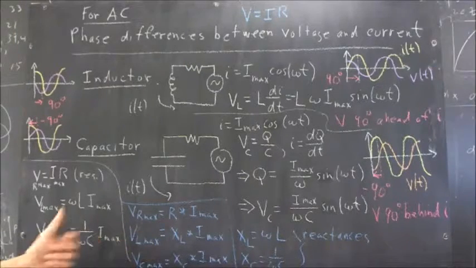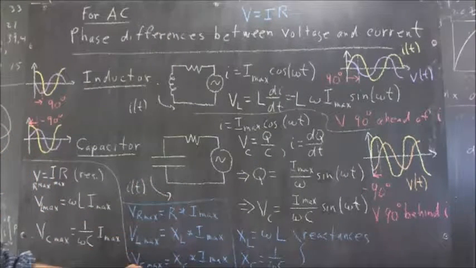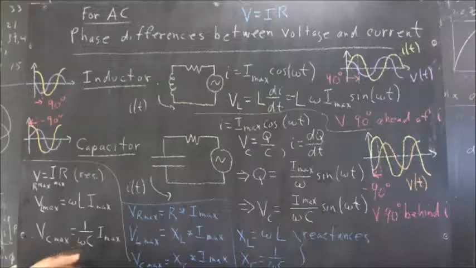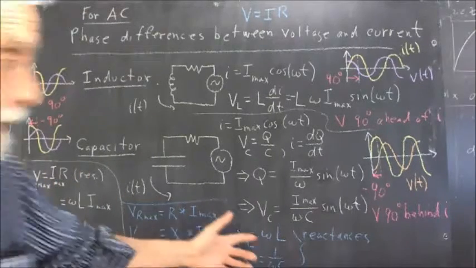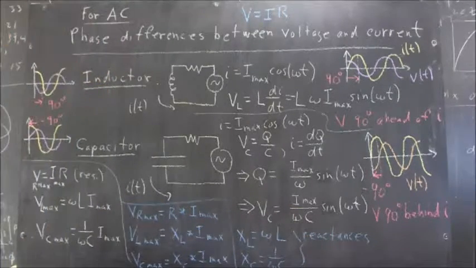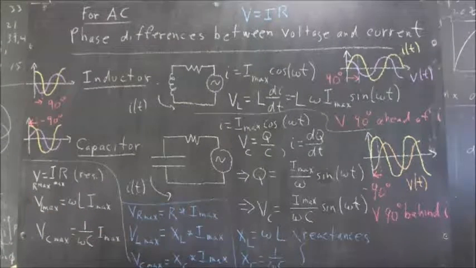XL, omega times L, is called the inductive reactance of the inductor. XC, the 1 over omega C for the capacitor, is called the capacitive reactance of the capacitor. So here are the reactances: the capacitive reactance, the reactance of the capacitor.